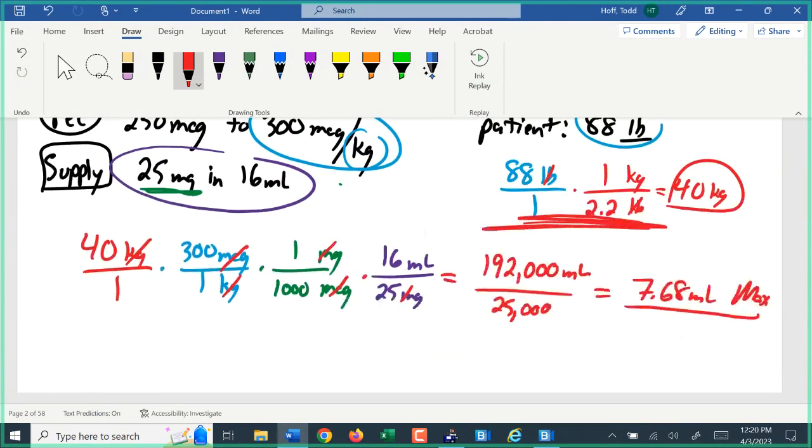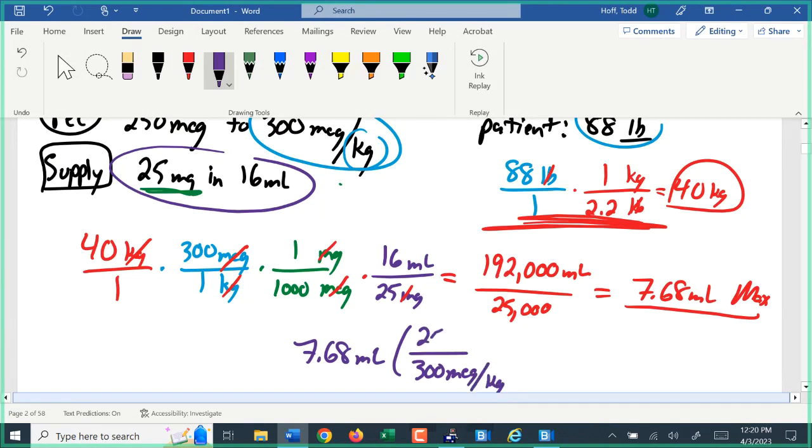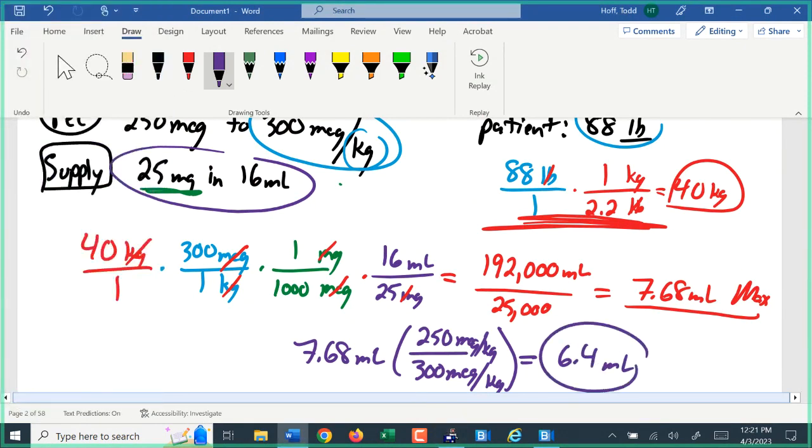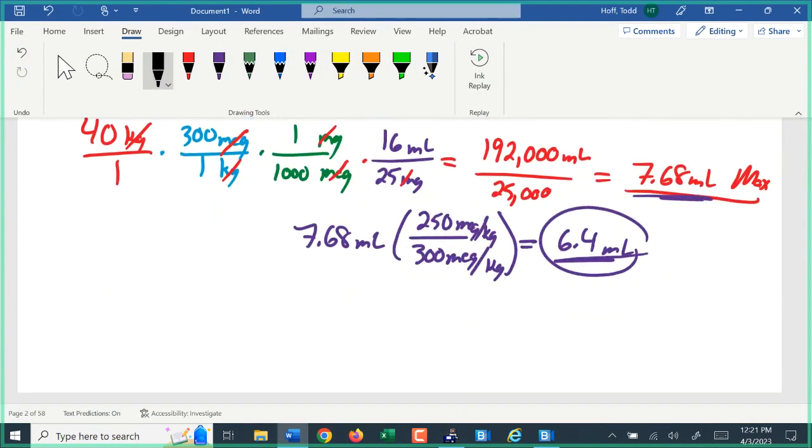To get the minimum dose, we do that titration, where we used 300 micrograms per kilogram and we want to switch it to the minimum of 250 micrograms per kilogram. So we do times 250 divided by 300. That gives us 6.4 as the minimum. So we'd have a range there of 6.4 to 7.68 milliliters of that medication.